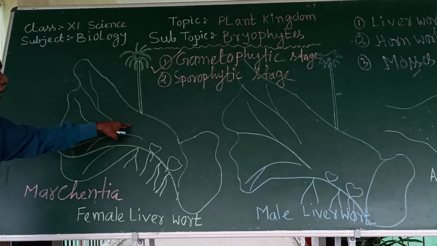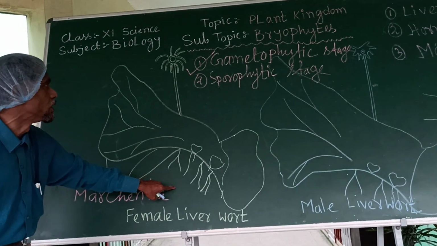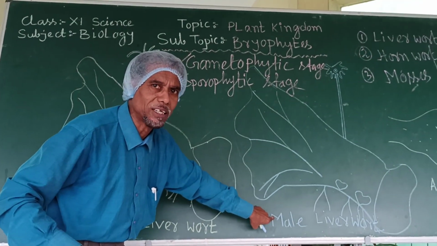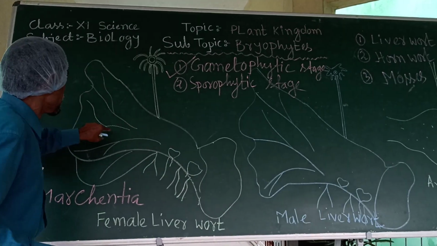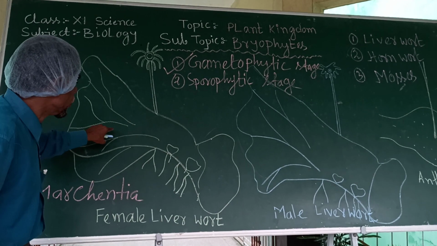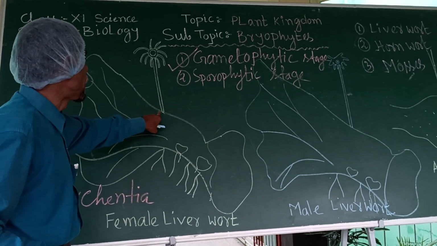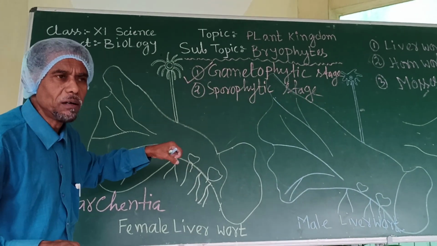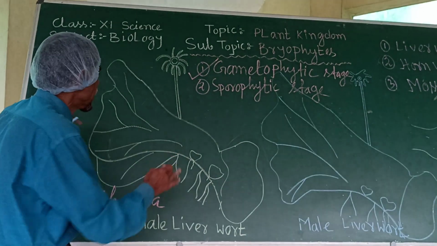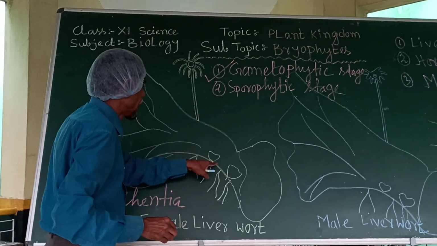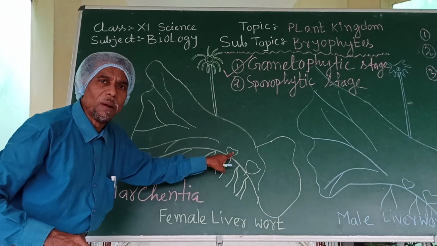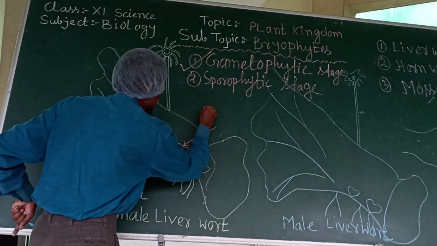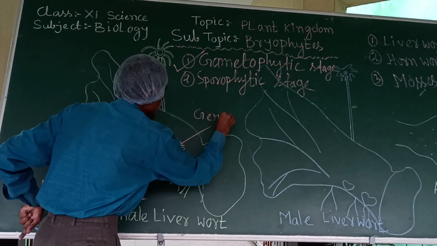Now, coming to the thallus or the main body, which is a gametophyte. In the case of female Marchantia and male Marchantia, the main parent body, which is a thalloid structure, during the asexual mode of reproduction, produces a special cup-like structure called gemma cup.